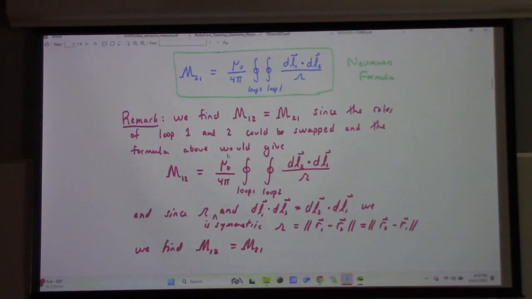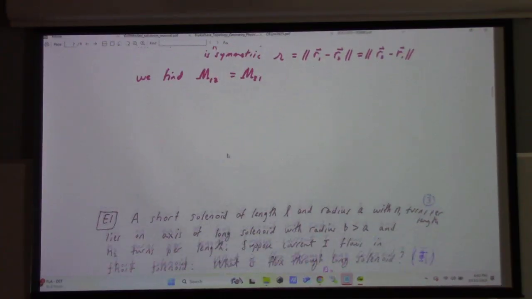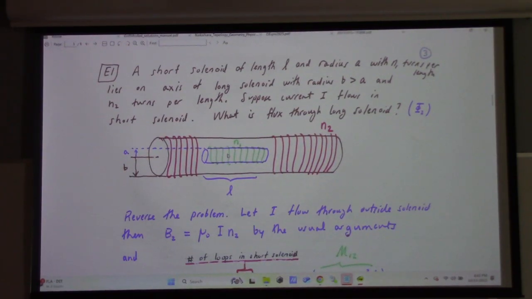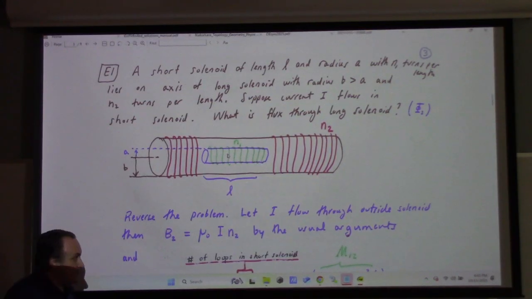Right? We can either think about current flowing through loop 1 creating a flux through loop 2, or we can think about the current flowing through loop 2 creating a flux through loop 1. Either way, the proportionality constant between the flux and the current we can define to be the mutual inductance. So in the 232 class, we'll then call it M. This is a beautiful example that puts this idea into practice in a powerful way.